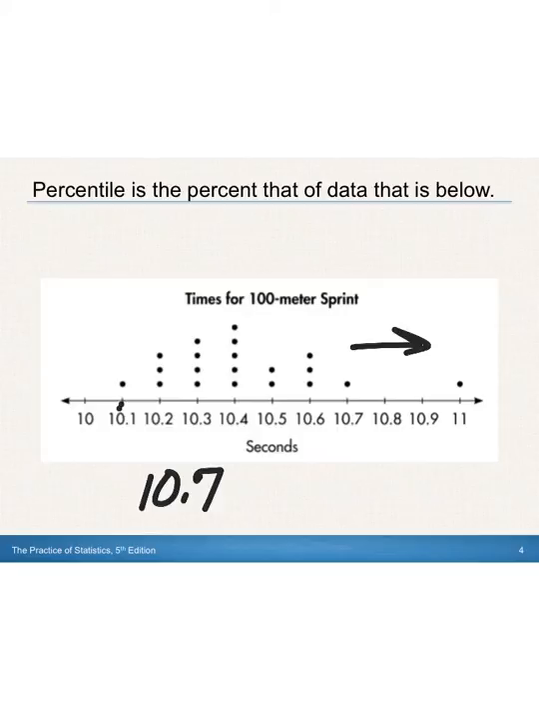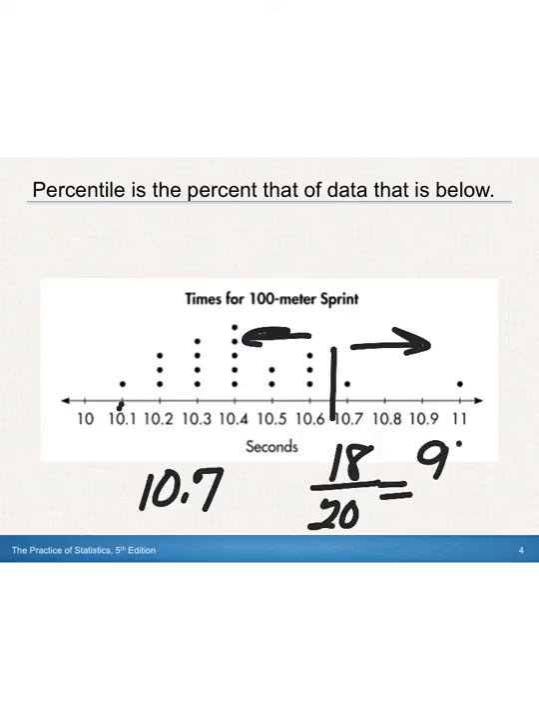So 10.7, there were 1, 2, 3, 4, 5, 6, 7, 8, 9, 10, 11, 12, 13, 14, 15, 16, 17, 18 out of the 20 total data points that were below 10.7, so we're talking about, let's see, 8 times 5, a 95. She's in the 95th percentile, right? 8 times 5, 25, yep.